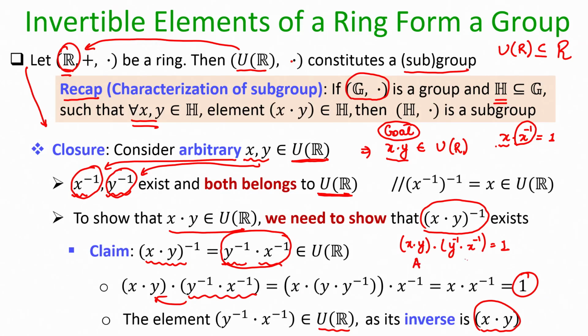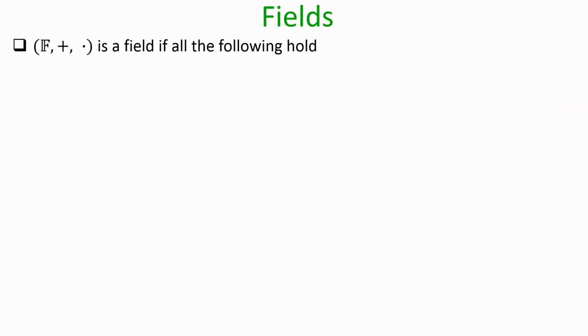Call this element capital A and call this element capital B. What we have shown here is that A is the inverse of B and B is the inverse of A. That means I can say that A is an element of U of r because it is invertible, and B is also an element of U of r because it is invertible, and that is what we wanted to show here.